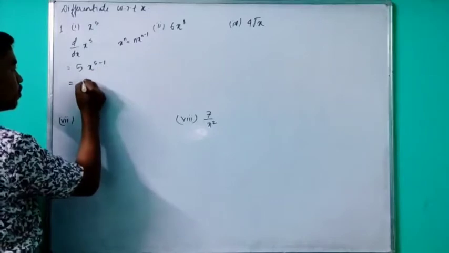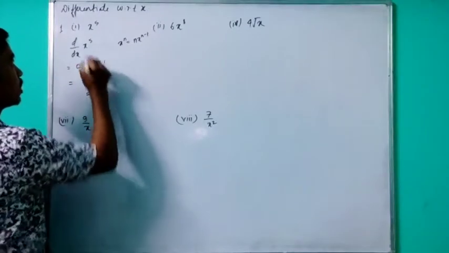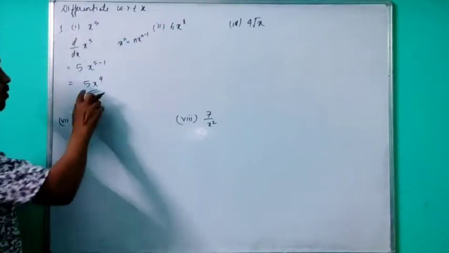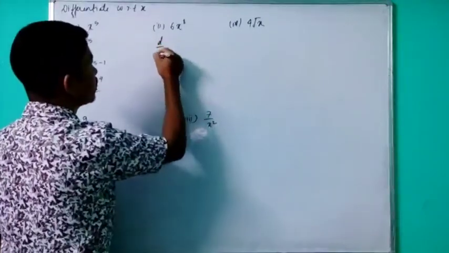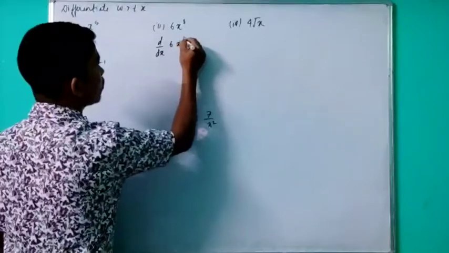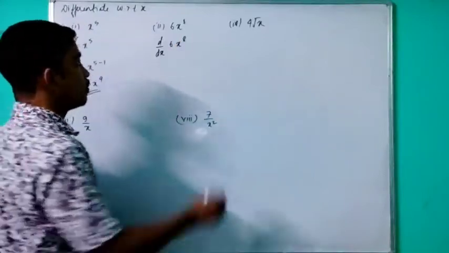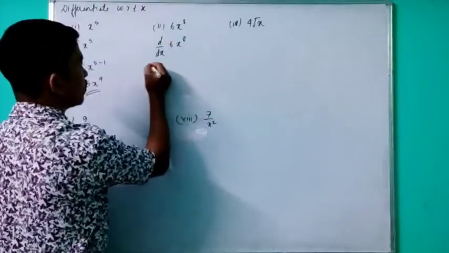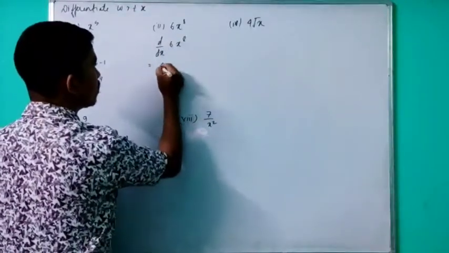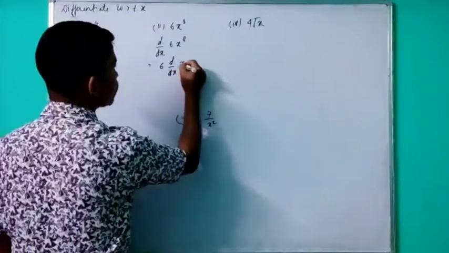So which will be equals to 5x to the power 4. So the derivative of x to the power 5 is equals to 5 into x to the power 4. Similarly here, I write d by dx of 6x to the power 8. If I have a derivative of a constant into a function, the constant comes out of the derivative. So I will write this as 6 d by dx of x to the power 8.